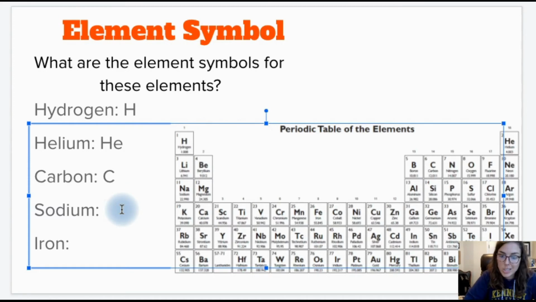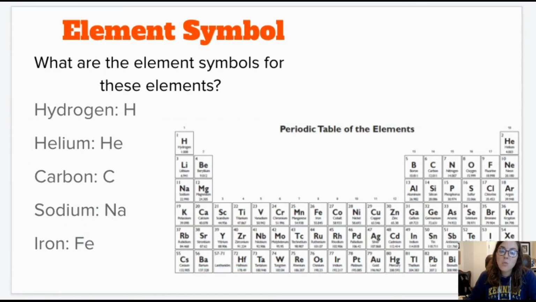Okay, now you might be guessing these are going to get a little trickier. So now we have to find sodium. Not everything on the periodic table has the letters that are like its name. So you might think sodium is going to be S, but that's actually sulfur. Sodium is right here, it's Na. Same thing with iron. You might think it's going to be I, but that's actually iodine. Iron is right here, Fe. Okay, so these are element symbols.